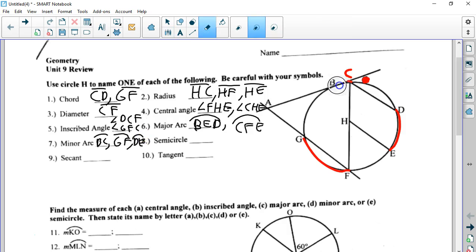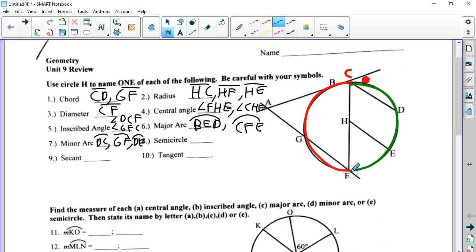Semicircle, already mentioned that. And the most obvious one to do, because you have two points C and F that are opposite each other, would be to go this way, or you could go this way. It makes no difference. You just got to use three letters for it because semicircle is a major arc. So C ending at F, and you can put either the B or the G there. Doesn't matter. And again, C ending at F, and you can put either the E or the D. Makes no difference. Those are your semicircles.